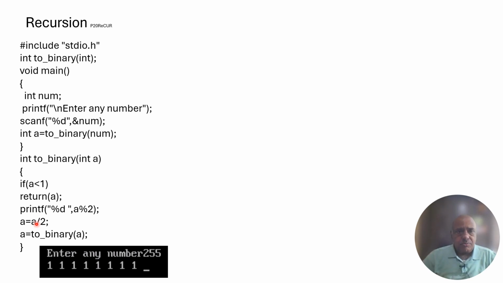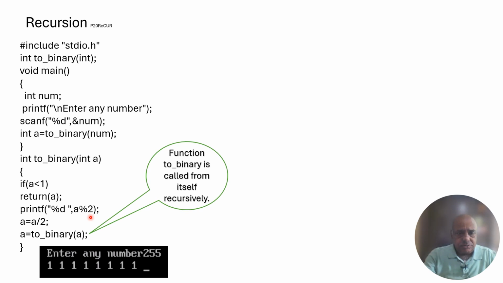So in effect, what this function is doing is converting a decimal number into its binary equivalent, and it is being displayed on the screen by the successive execution of the printf statement in the function, where the value evaluated by the a mod 2 expression is being displayed.